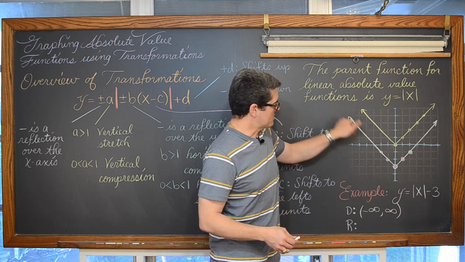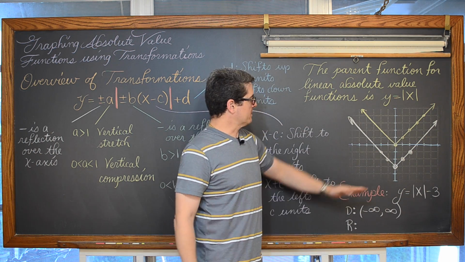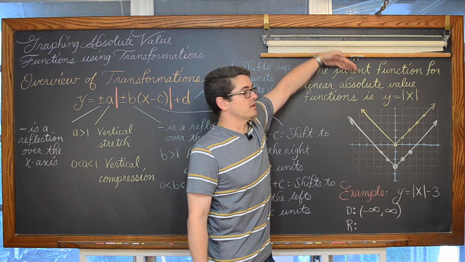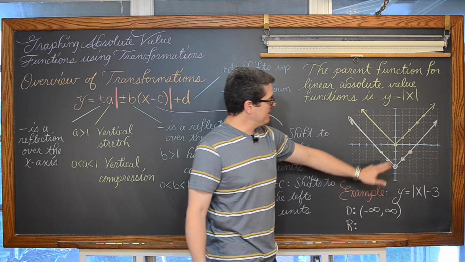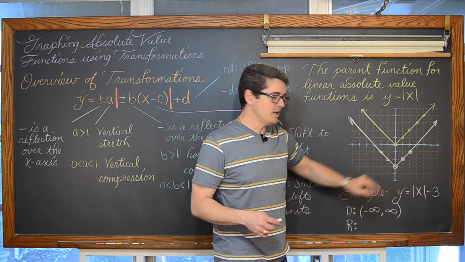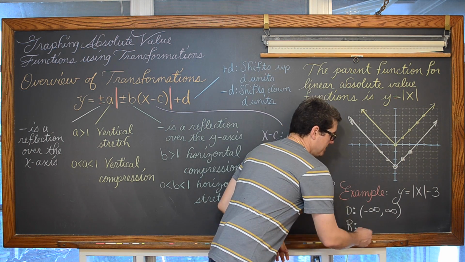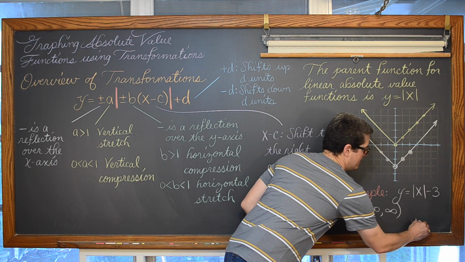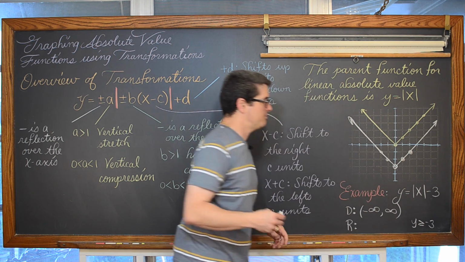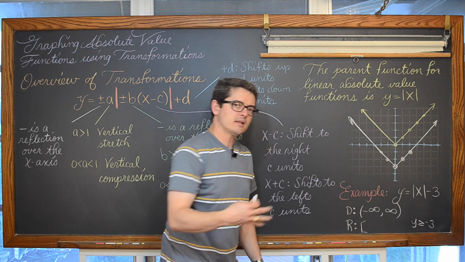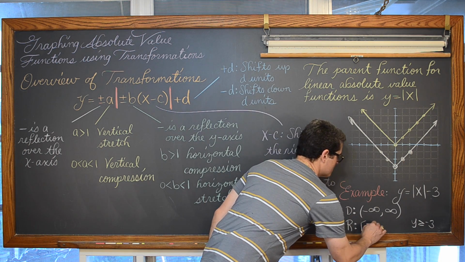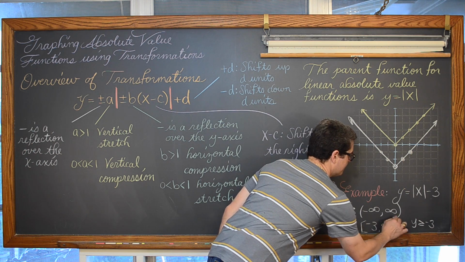The range values, the y values that are included in this graph, well, it goes up forever. So the y values are just going to get bigger and bigger. But the smallest y value that's included in this graph looks like negative 3. So one way of writing this is y is greater than or equal to negative 3. With interval notation, that is going to be a square bracket that indicates equals to. The smallest y value is negative 3, and then the graph goes up forever.